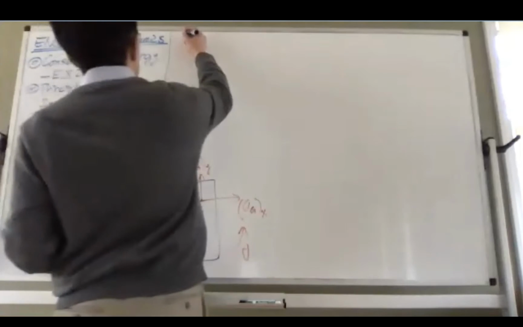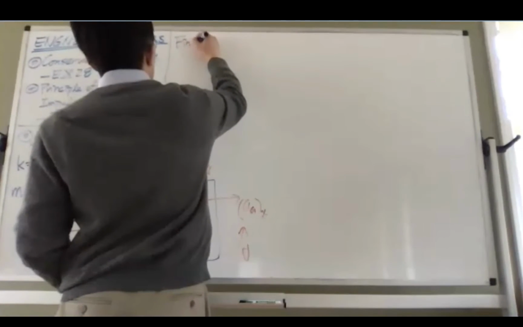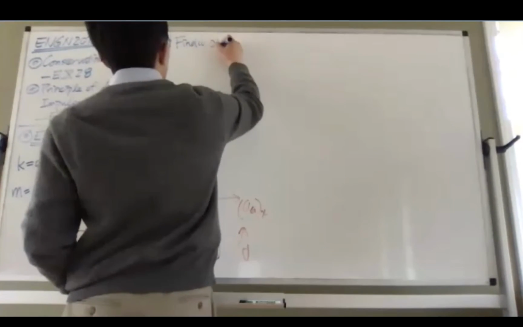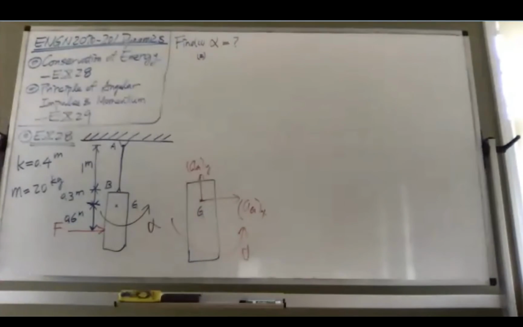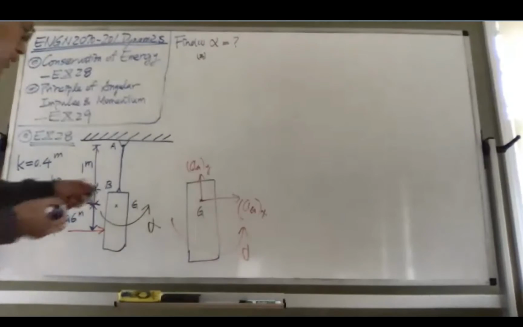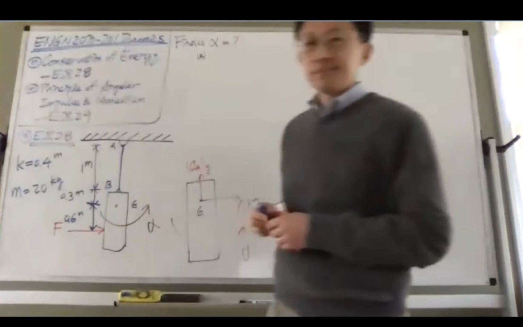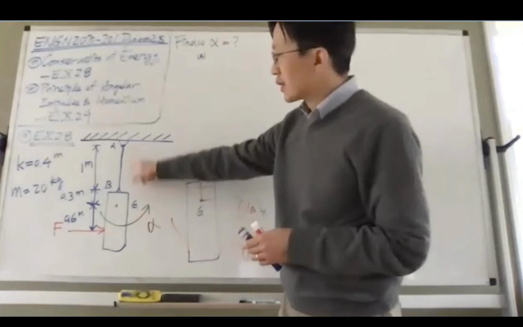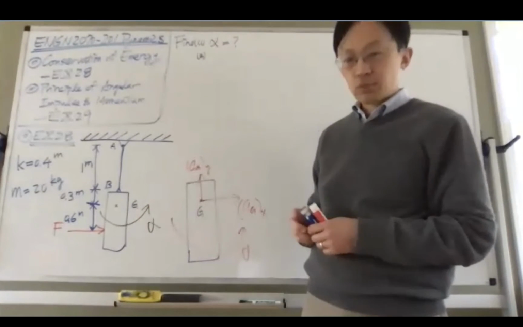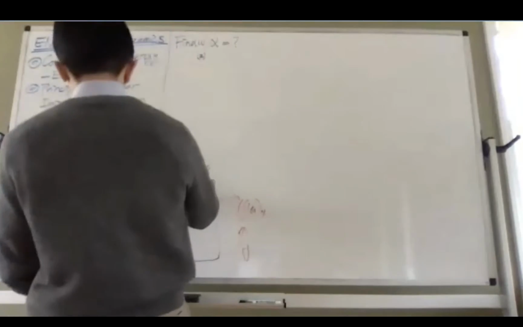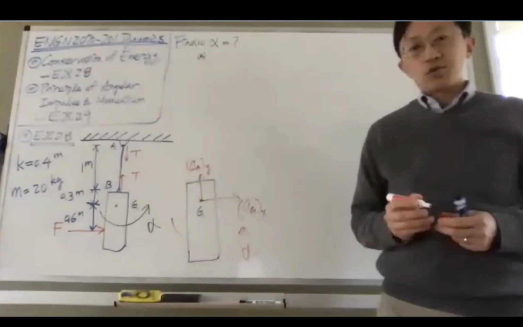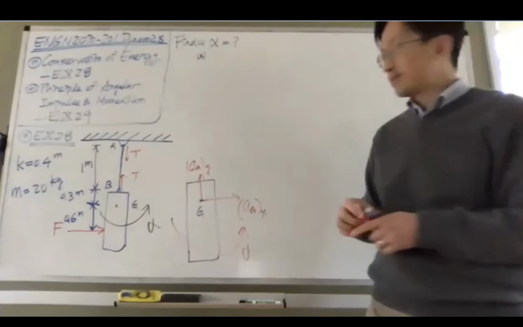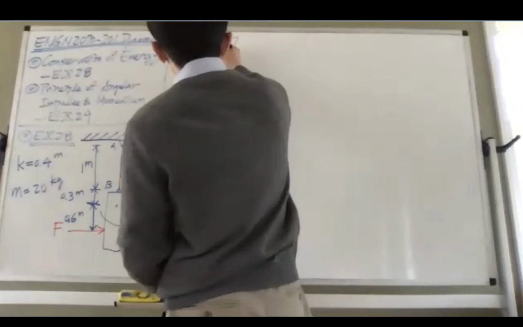One, find alpha. Secondly, we also want to know the tensile force developed in the rope. As we know, there's going to be tensile force, right? So we want to know these two.